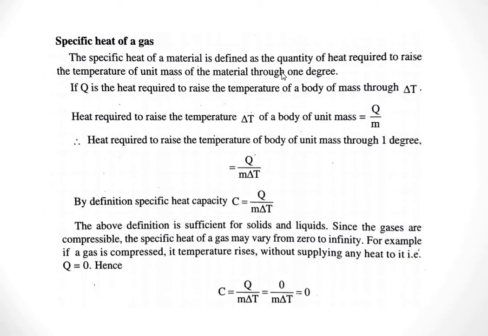Normally, suppose a substance of mass m requires Q amount of heat to raise its temperature through delta T degrees. So what will be the heat required to increase the temperature of unit mass of a substance through 1 degree, or through unit temperature? That is known as the specific heat of that material. Suppose Q is the heat required to raise the temperature of a mass m through delta T degrees.